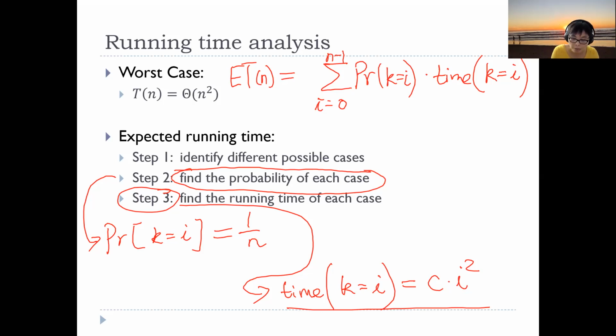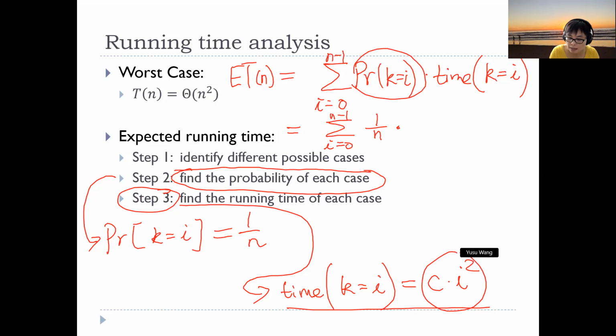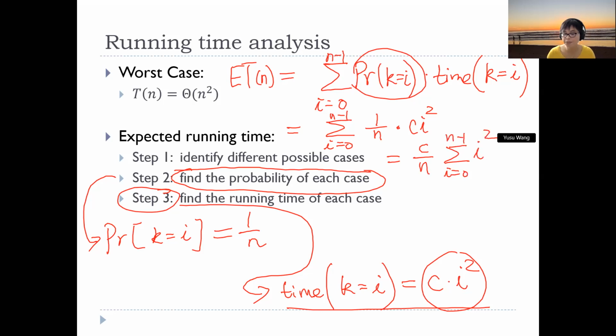Okay, and now from step 2 and step 3, we plug them in. We have the probability this happens is 1 over n. And when it happens, the time is c i squared. So what we got is c over n, I'm taking this out of the summation, summation i equal to 0 to n minus 1 of i squared.